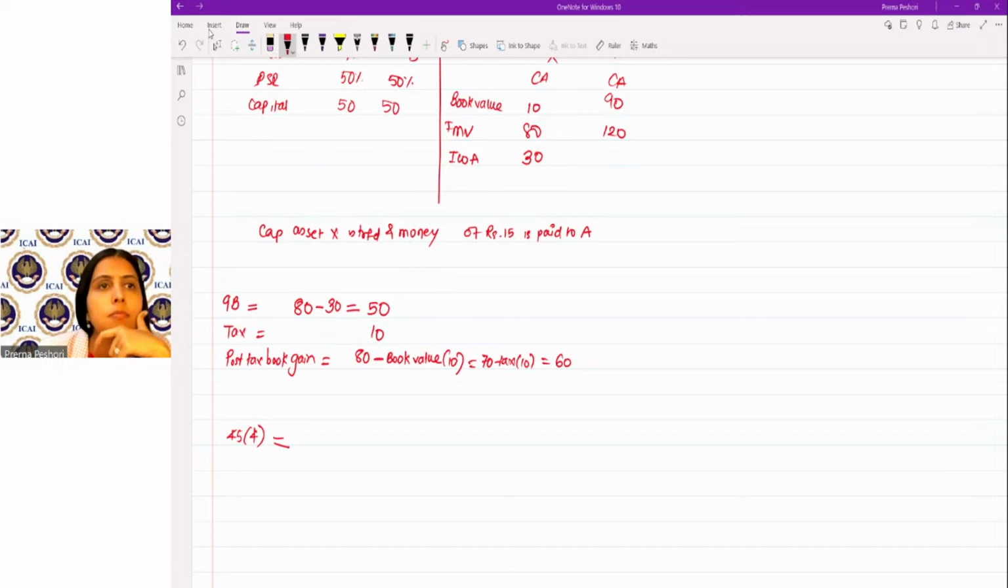What is 45.4? B is 15. C is 80. What will be my D? No, Gopika, that's not the correct answer. What is D? That is very, very important.